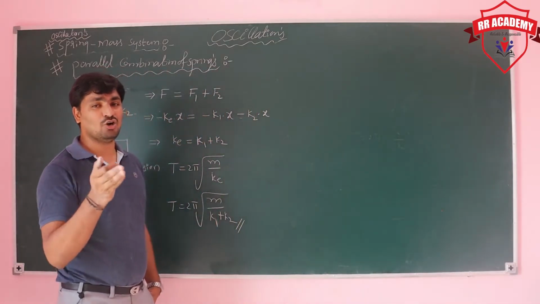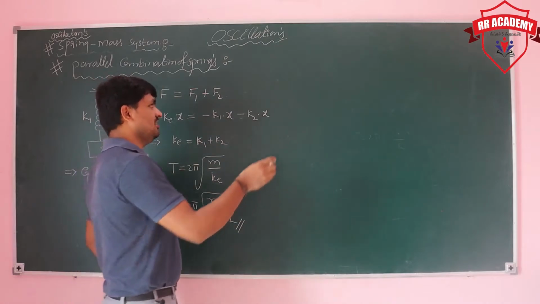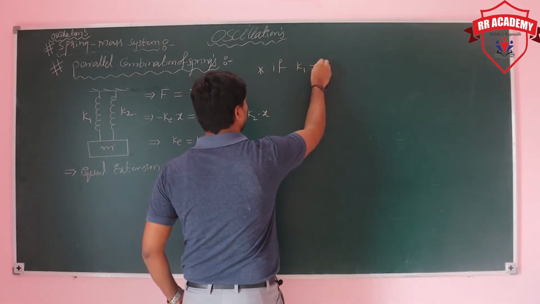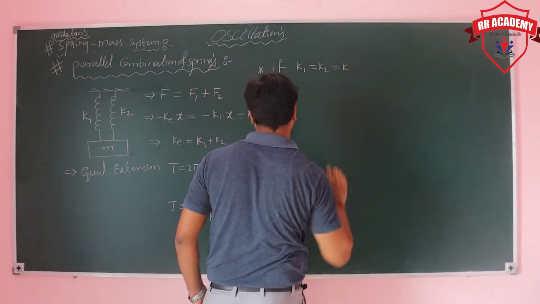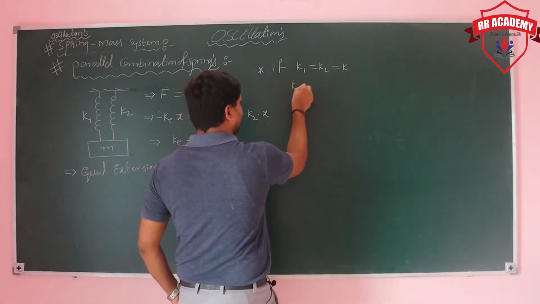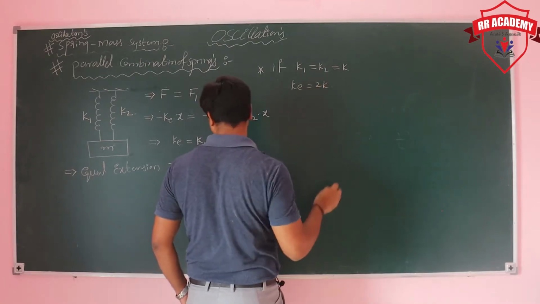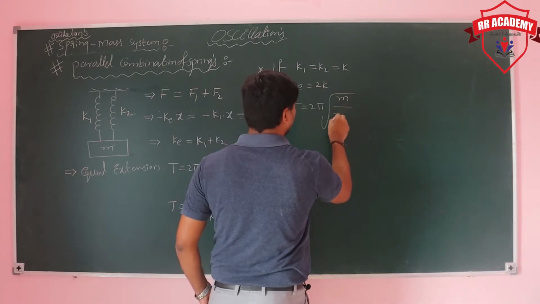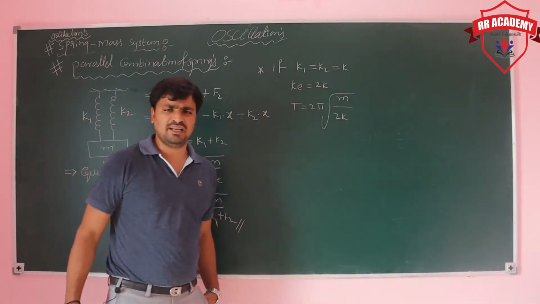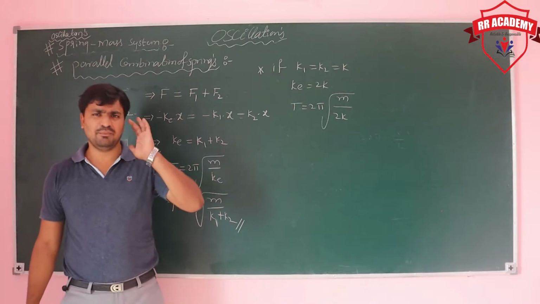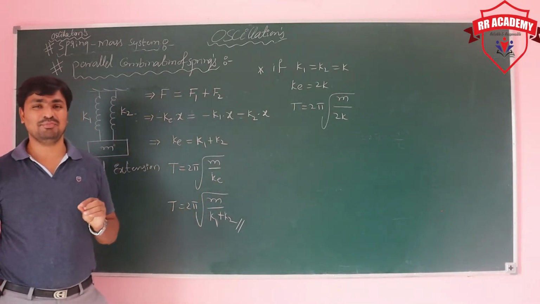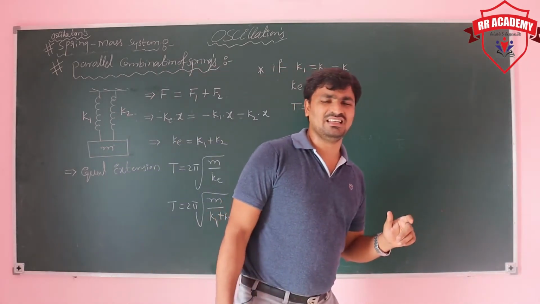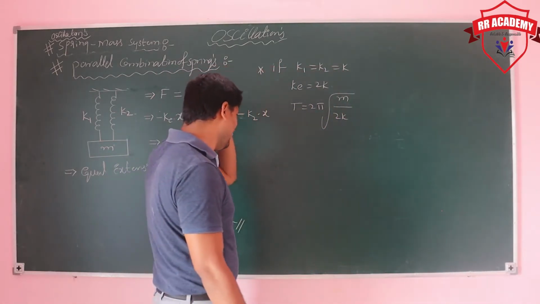Now in a parallel combination, what happened? See here, if k1 is equal to k2 is equal to k, then the k effective value is going to be 2k. So the time period is 2 pi into under root m by 2k. Nothing but when the springs are connected in parallel, the time period decreases. Whereas when we connect in series, the time period increases.